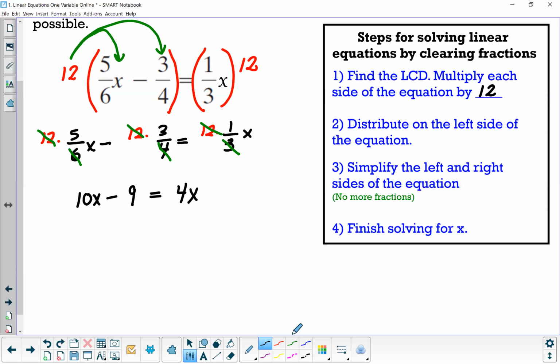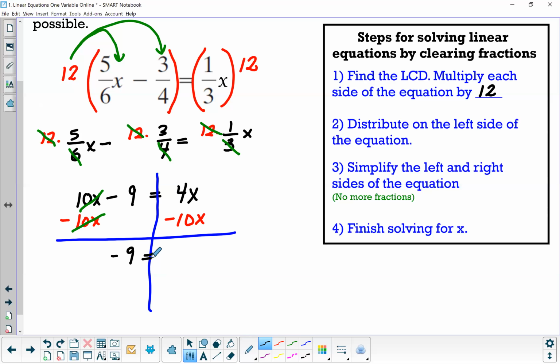Okay, so with that said, I'll just finish the algebra for good practice. Draw a line through the equal sign. All right, so we're going to subtract 10x from each side. And 10x minus 10x is 0. Bring down the -9 equal to 4x minus 10x. Again, still is -6x. Divide both sides by -6. And we end up with 3/2 equals 1x.